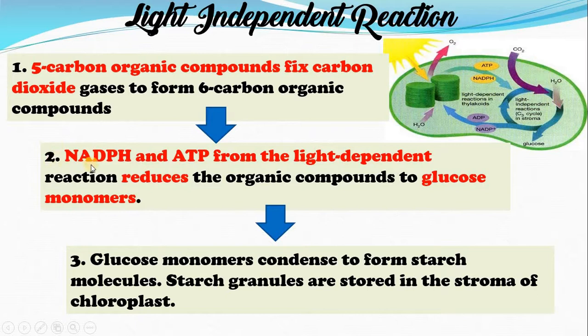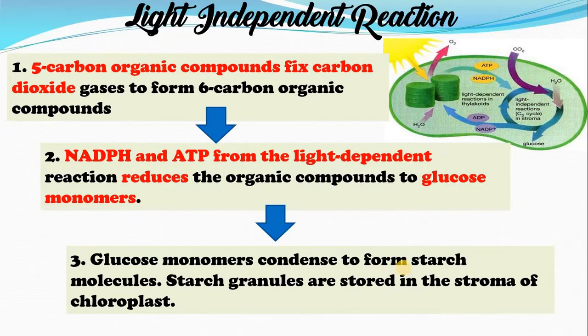Number 2, NADPH and ATP from the light dependent reaction reduce the organic compounds to the glucose monomer. Then number 3, the glucose monomers condense to form starch molecules, and then the starch granules are stored in the stroma of the chloroplast. So these are what happen during the light independent reaction.